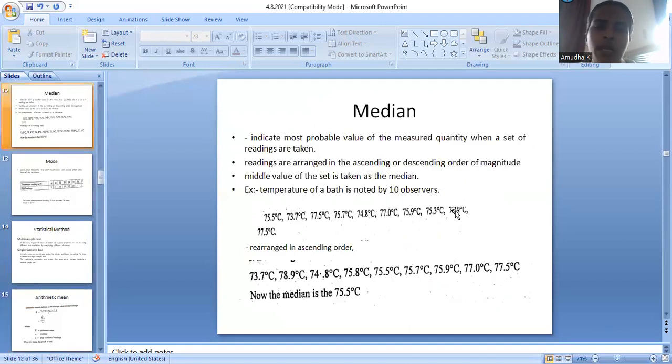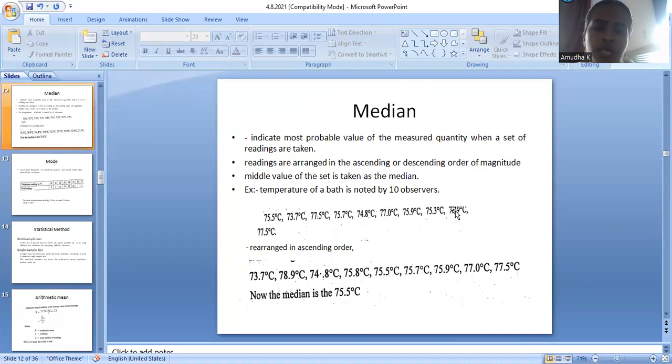Then median, how to calculate the median value in this error analysis. It indicates the most probable value of the measured quantity when a set of readings are taken. So in one set of readings, which value occurs most probably? For that, first we arrange the readings in either ascending order or descending order of magnitude, and the middle value of the set is taken as the median.